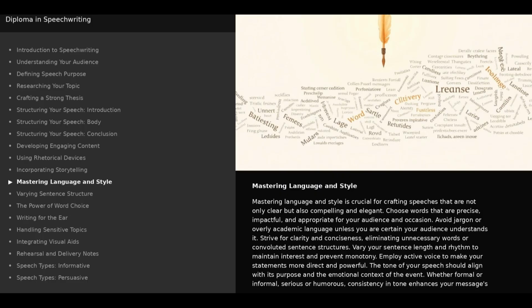The tone of your speech should align with its purpose and the emotional context of the event. Whether formal or informal, serious or humorous, consistency in tone enhances your message's credibility. Polished language and a distinctive style elevate your speech from ordinary to extraordinary, leaving a lasting impression on your listeners.